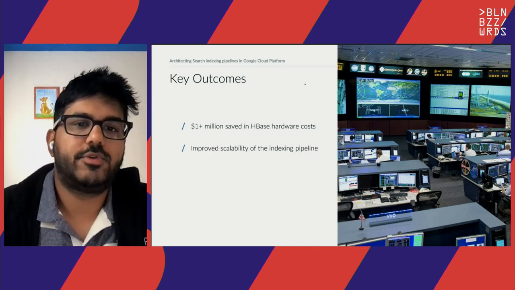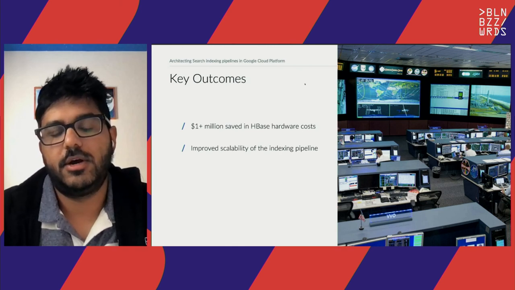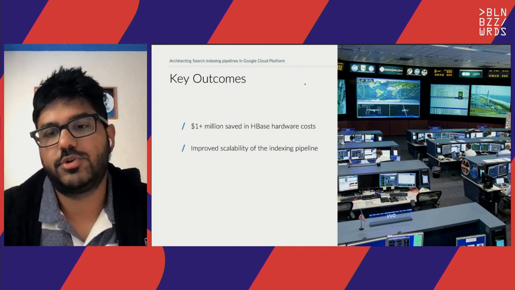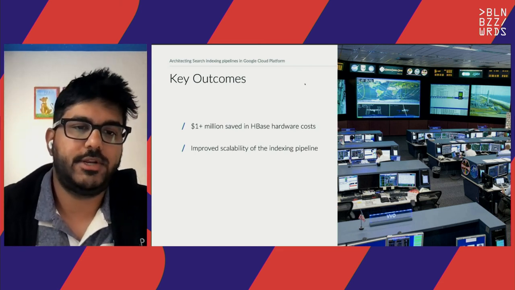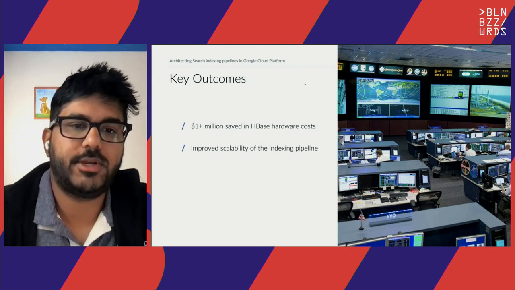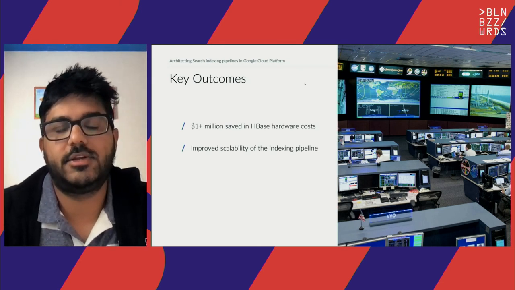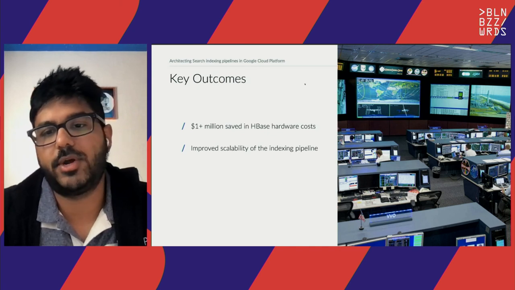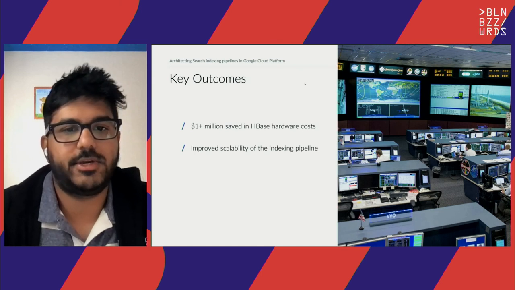We were able to improve the scalability of the indexing pipeline, as we saw, by introducing PubSub, which meant that the search worker fan-out problem got reduced. We no longer needed to write to five different replicas. We just wrote to a single topic, and then the consumers subscribed to that topic and took care of writing to the replicas.